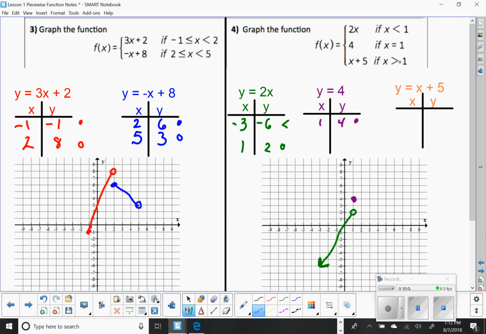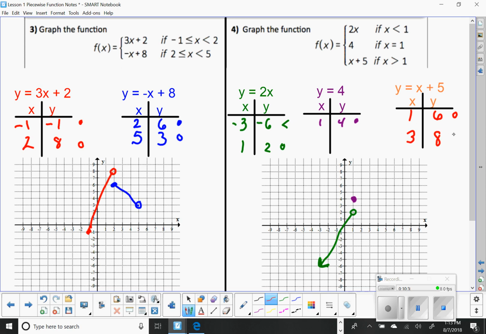When x is more than 1, okay, it's in red. When x is more than 1, I obey x plus 5. So 1 plus 5 is 6. Now this is going to be an open dot. And now I'm going to pick any other point more than 1. In this case, I might pick something like 3. 3 plus 5 is 8.